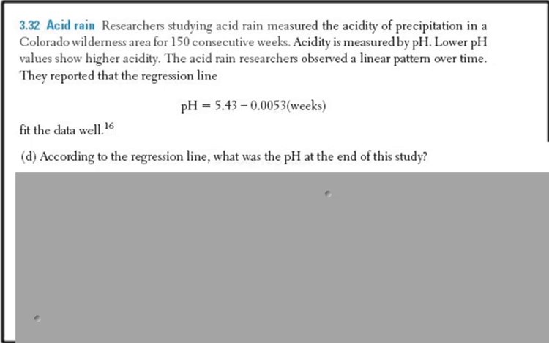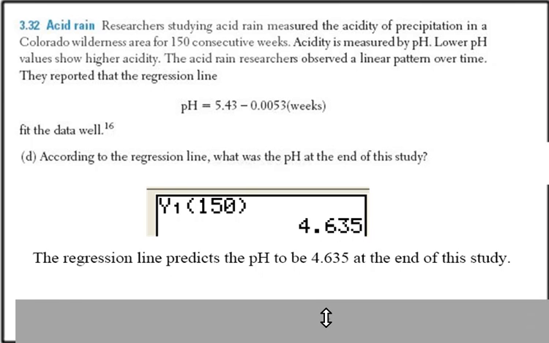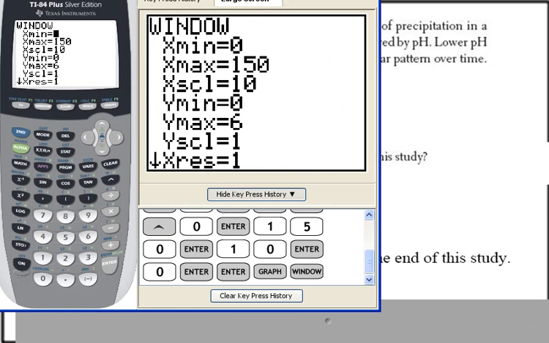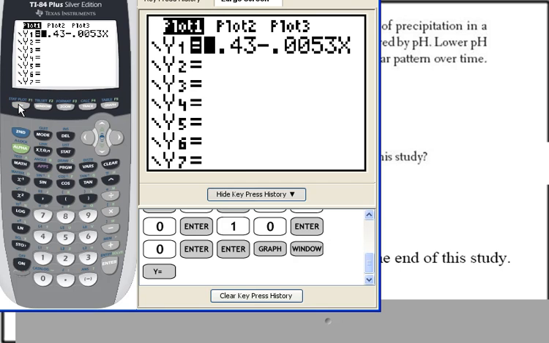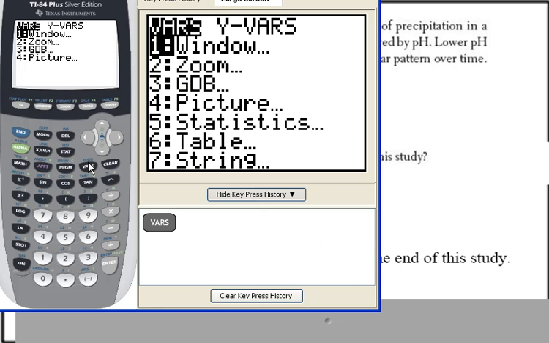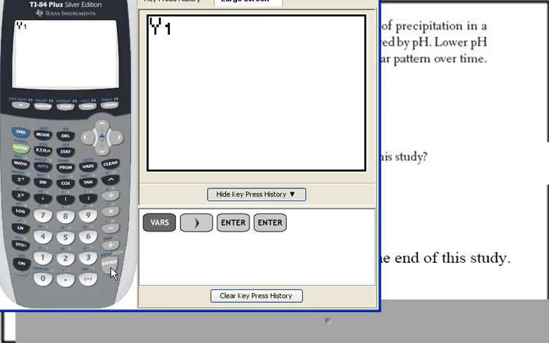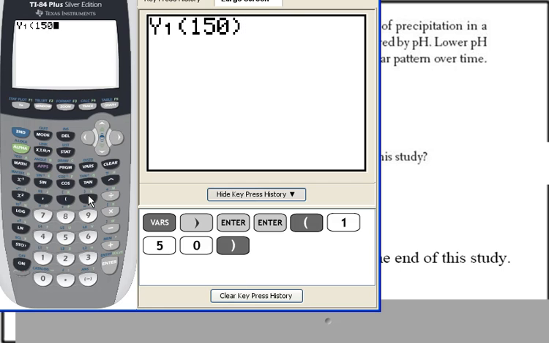And then in part D, it said, what is the pH level at the end of this study? And I showed you the very groovy trick. Once I have done the regression line, now I've already put this in the calculator, remember right here. So now, once it's in, all I have to do is hit Y1. Let me clear this out. Vars, YVars, enter, enter, and then put in the X value, which in this case was 150 for the 150 weeks. And when I hit enter, there it is.